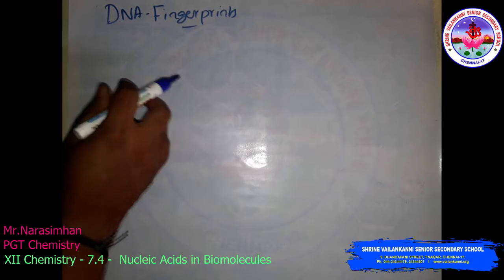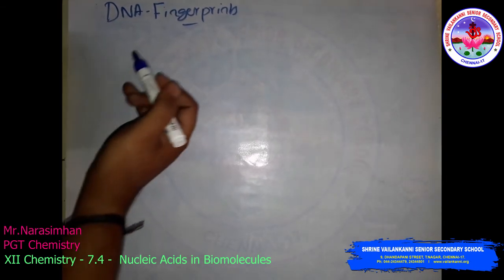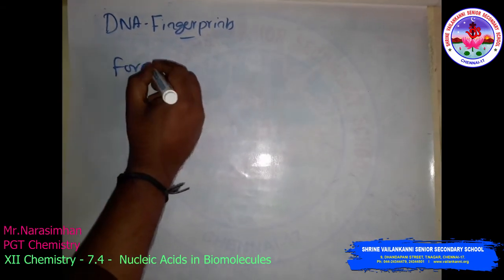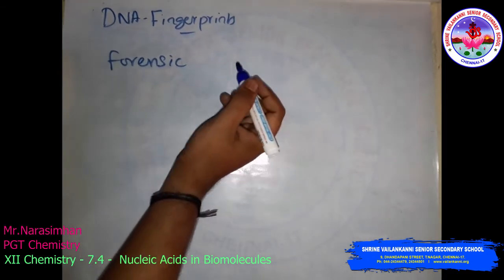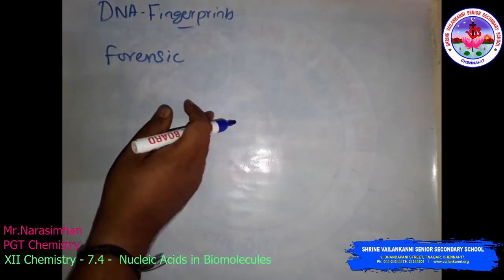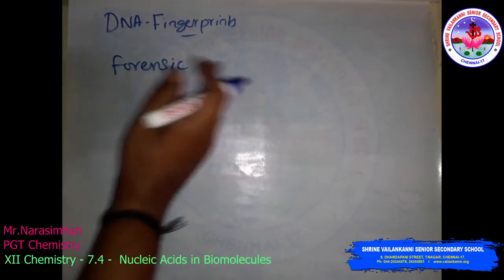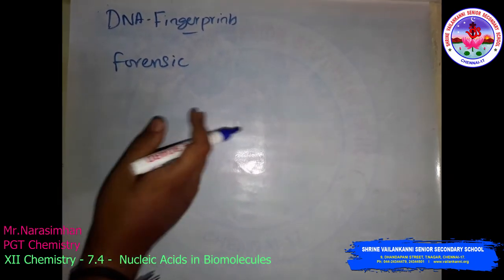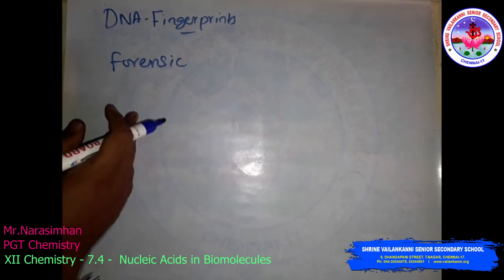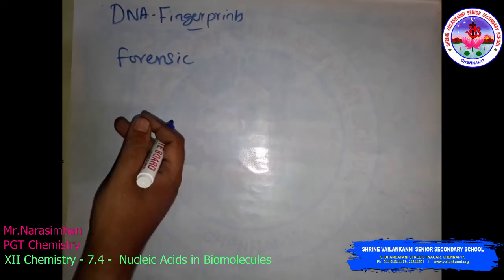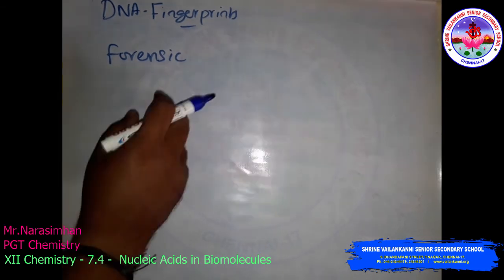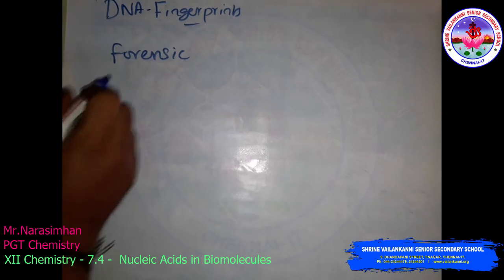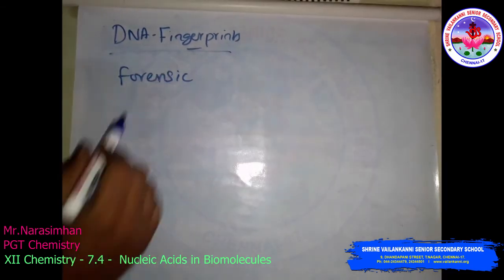So the DNA fingerprint is used in forensic laboratories for identification of criminals, to determine the parentage of an individual, and to identify dead bodies after an accident by comparing the DNA of parents or children. They also identify the racial group and help in biological evaluation. So these are the uses of the DNA fingerprint.